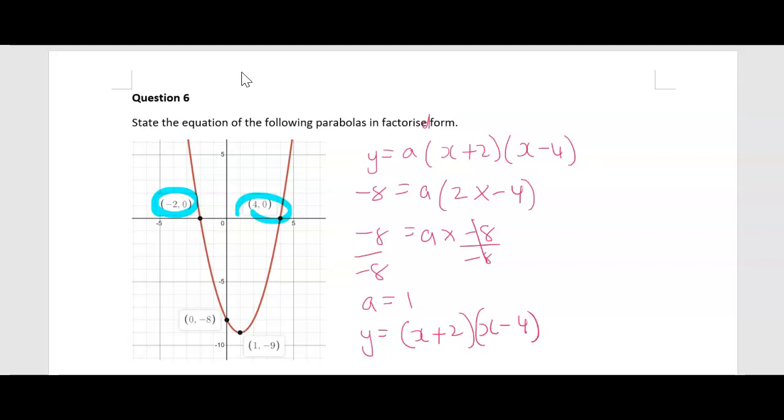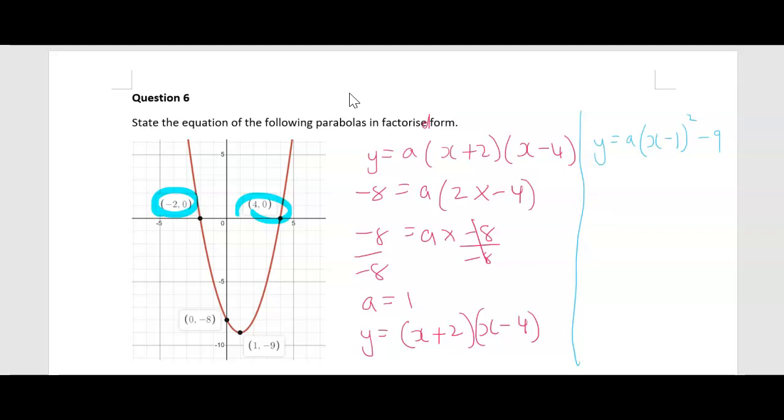Now I'm going to also do it in turning point form. I know it doesn't say to, but I'm going to show you anyway. All right, so we've got y equals a. Now your value of h is your turning point, so x minus 1 squared plus k, so minus 9.